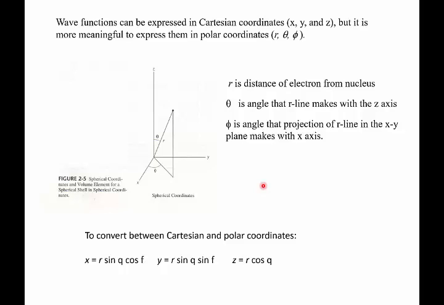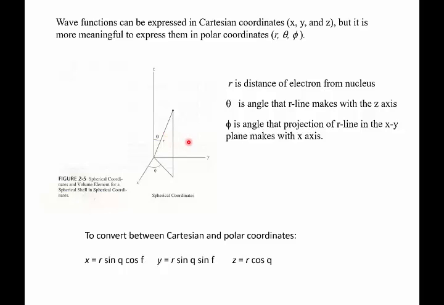All right, polar coordinates. When's the last time you did a plot in polar coordinates? It's an alternative coordinate system, and it is especially useful for plotting psi and psi-squared. There are three variables in polar coordinates: r, theta, and phi. R measures the distance of the electron from the nucleus. Theta is the angle that the R line makes with the z-axis.